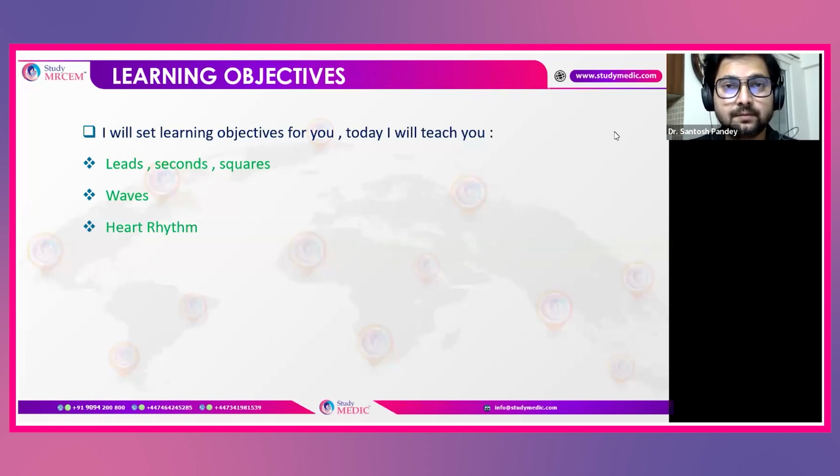And then talk about heart rhythm. Seeing the RR intervals, you can make sure whether the rhythm is regular or irregular. Then once you have seen the rhythm, you tell him to calculate the rate. You can tell him how to calculate the rate. If the rhythm is normal, in that case, 300 divided by the number of large boxes in between the RR interval.